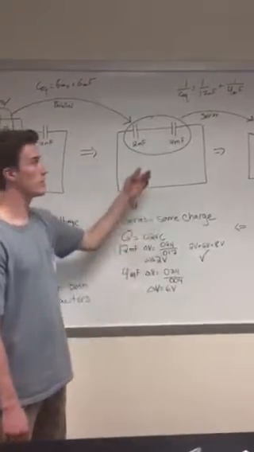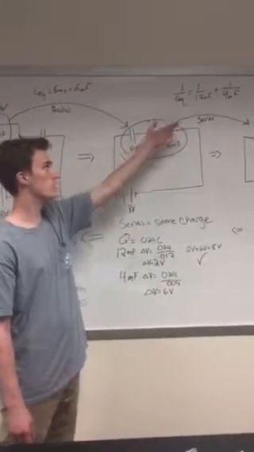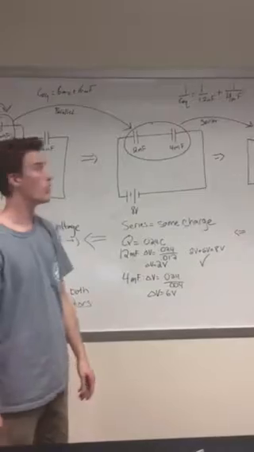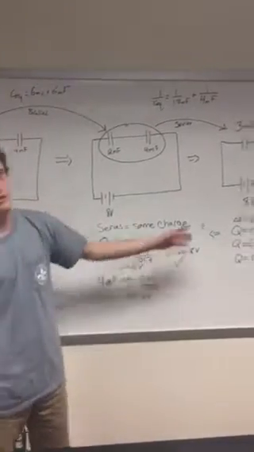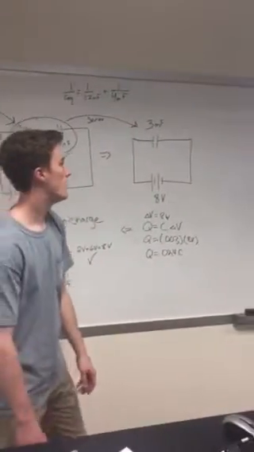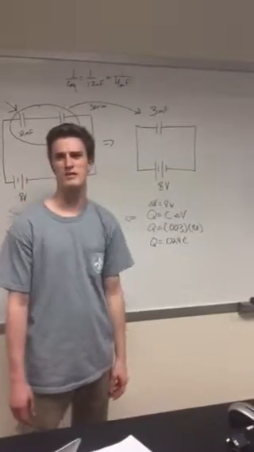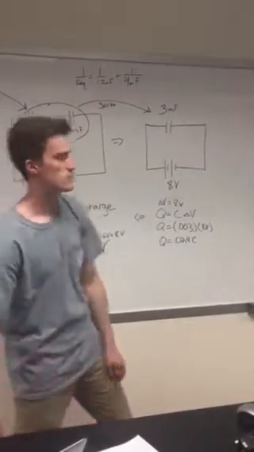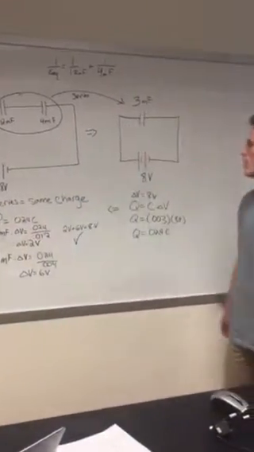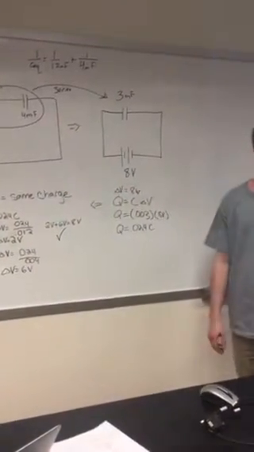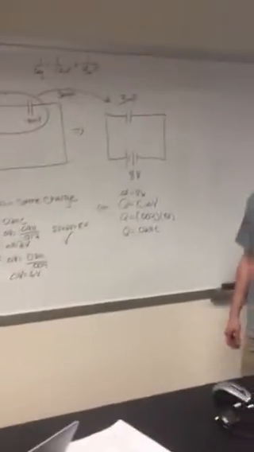Again, these are going to be in series, so we use this equation. 1 over 12 plus 1 over 4 equals 3. And that is the equivalent capacitance for this circuit diagram. And then we're going to need to work backwards to find the energy. I can take over.